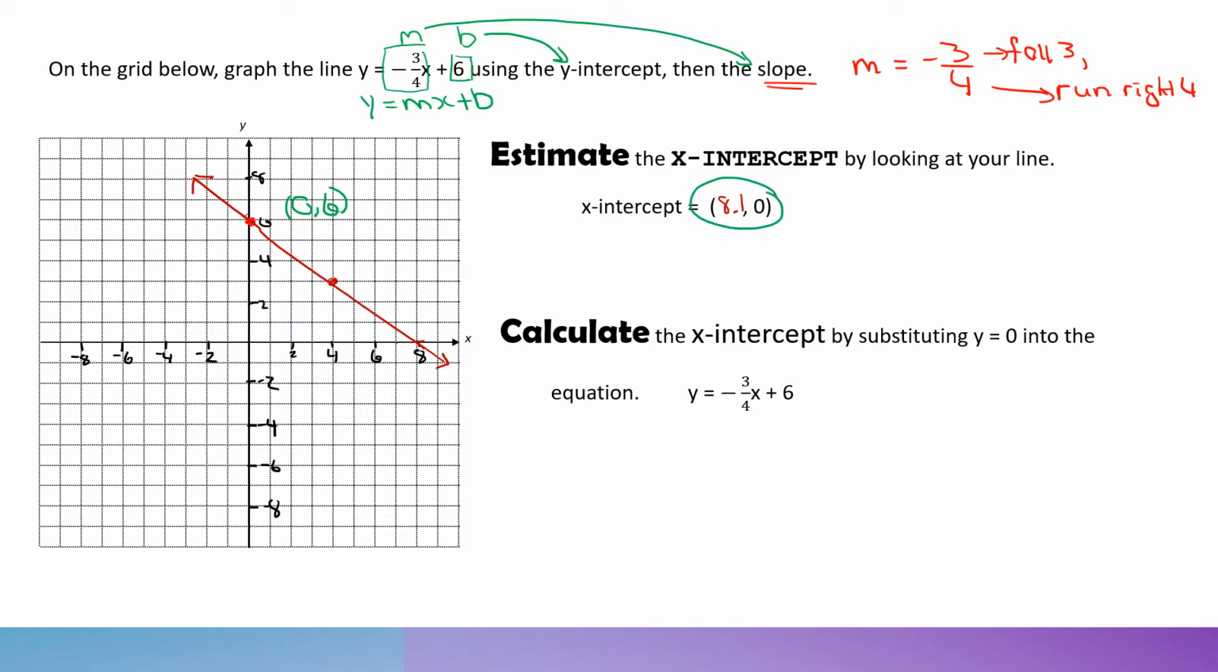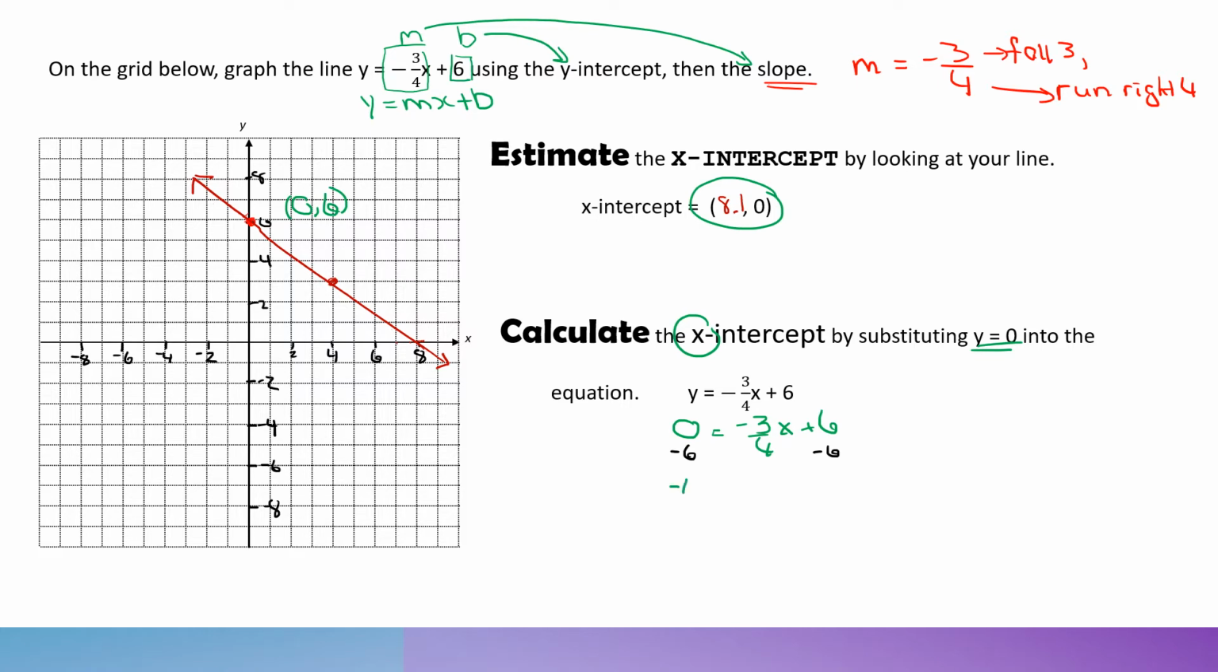Calculate the x-intercept by substituting y equals 0 into the equation. So I want to find the x-intercept by subbing in y equals 0, because any point that falls right on the x-axis has no vertical movement. It has a y value of 0. So 0 equals -3/4 x plus 6. If I need to bring something over to the left side, it doesn't matter what I bring over. I will subtract 6 from both sides because I'm trying to isolate x.